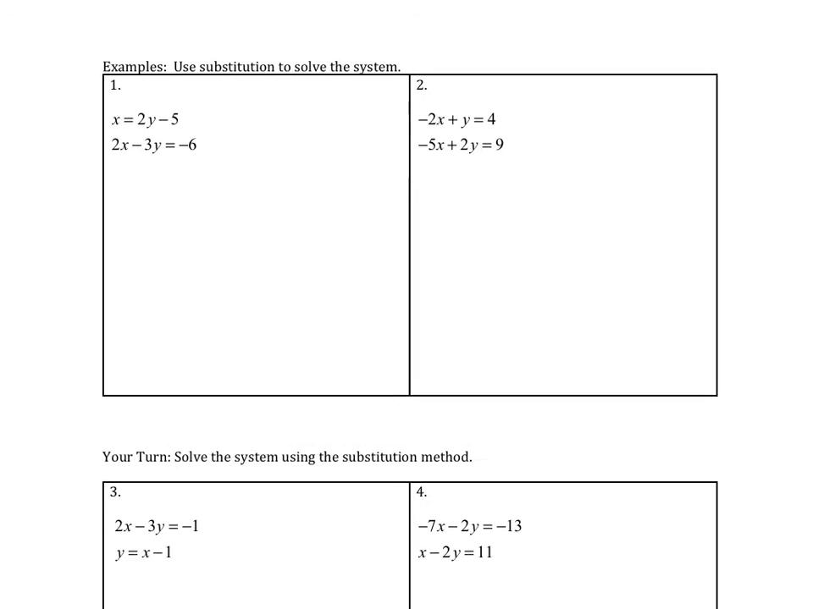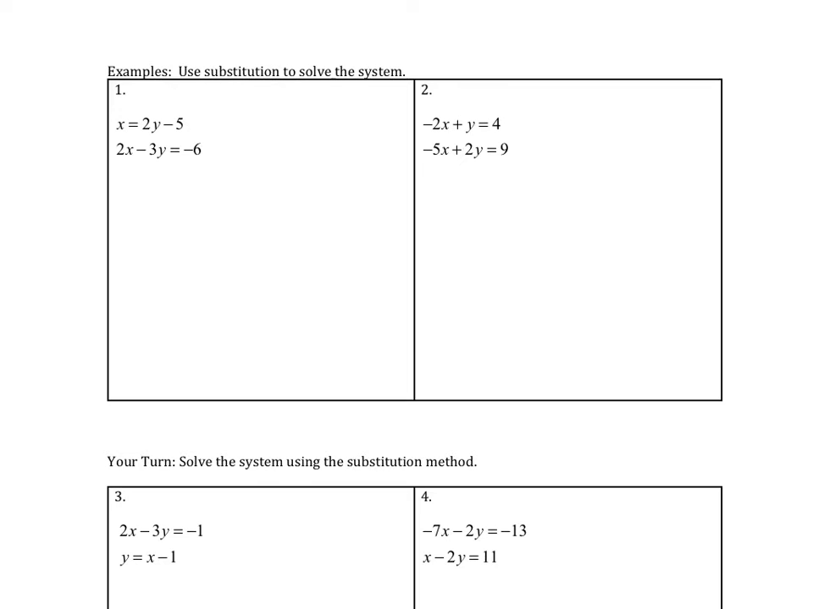In example number 1, notice that the first equation is already set up where one variable is by itself, and that happens to be the x. So in the first equation, it says x is 2y minus 5. So what I'm going to do is plug that 2y minus 5 in for my x value in the second equation. Watch what it looks like. So you have 2 times (2y minus 5), minus 3y is equal to negative 6.